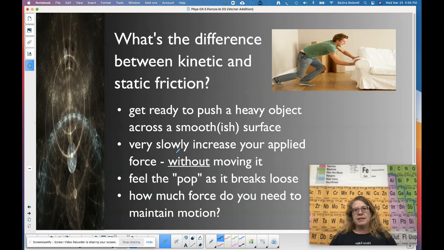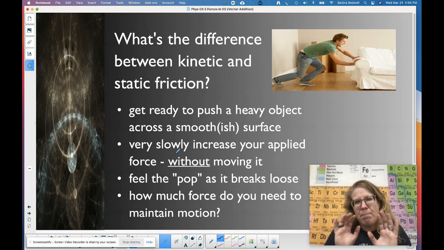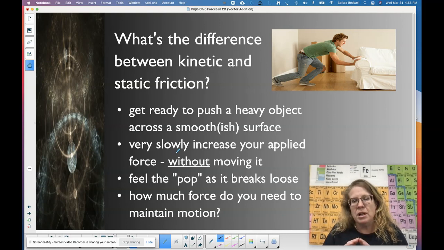So with these two things, like I said, give this a shot at home. You can push your couch across the floor, but try pushing on it and feeling that force. You'll feel the object pop as it first breaks loose.